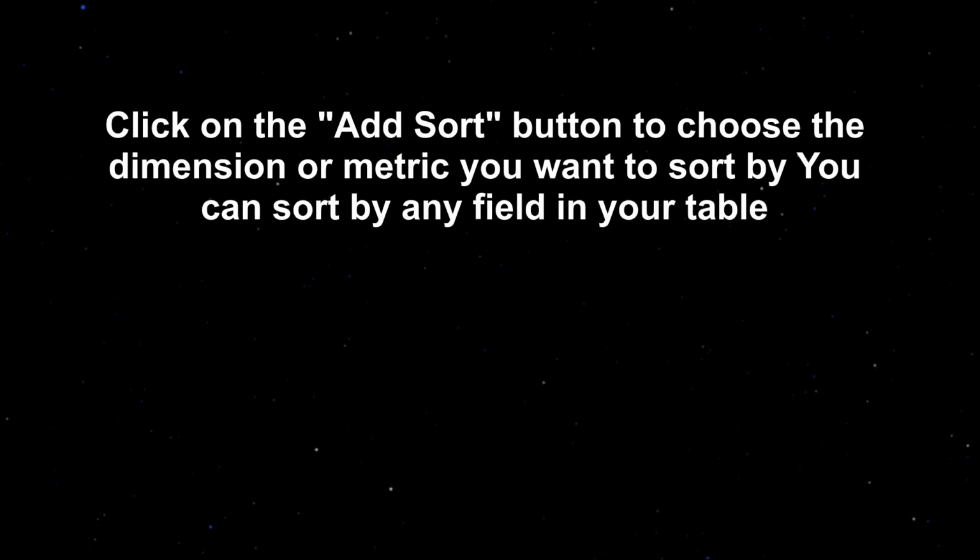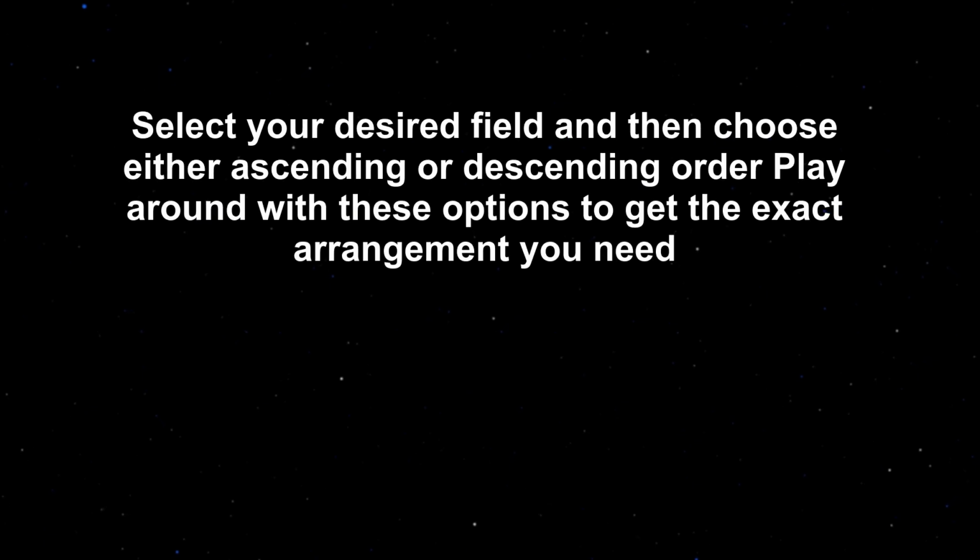Click on the Add Sort button to choose the dimension or metric you want to sort by. You can sort by any field in your table. Select your desired field and then choose either ascending or descending order. Play around with these options to get the exact arrangement you need.